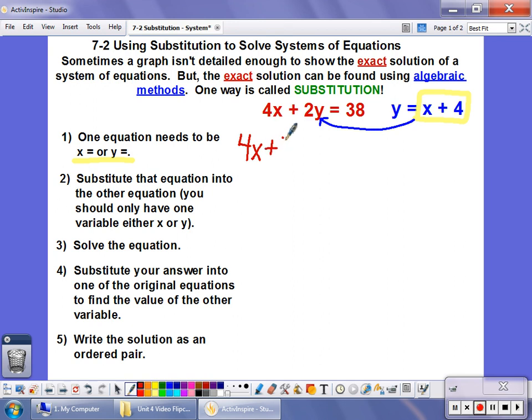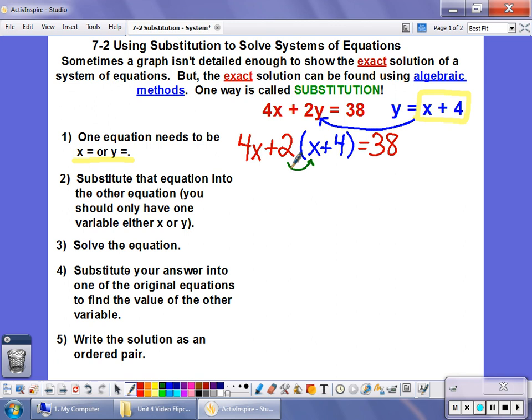The way I start is I'm going to write this first equation. I'm going to keep everything exactly the same except for the value I'm going to put in for y. I'm going to substitute what we know, that y equals x plus 4. Everything else in that equation stays the same. Once I've made this substitution, all I have to do is solve the problem using all my properties.